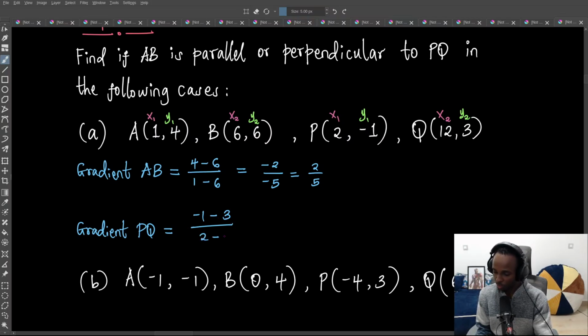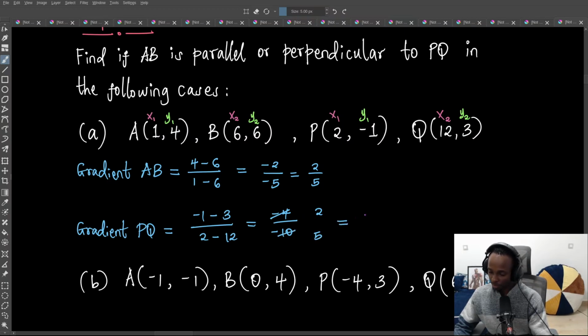So that's going to be 2 minus 12. So in this case, negative 1 minus 3 will give you negative 4, over 2 minus 12, which will give you negative 10, right? So by negative 2, we are going to have 2, and by negative 2, we are going to have 5. So the gradient of PQ is 2 over 5. So the gradient of AB was 2 over 5 and the gradient of PQ was 2 over 5. So for this first case of A, they are parallel.